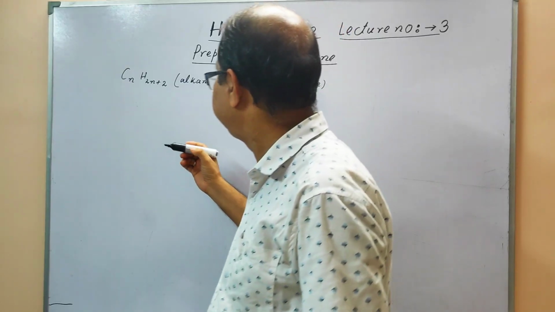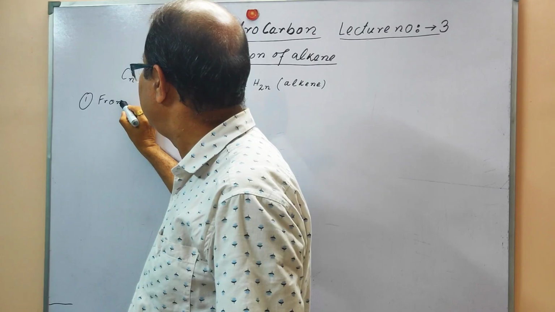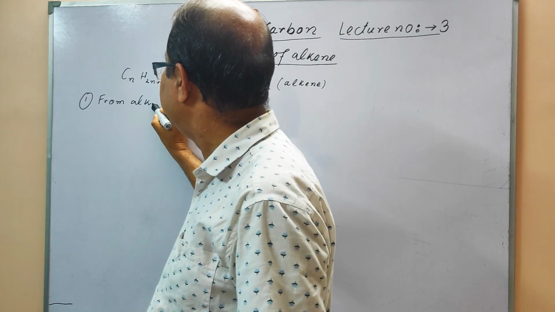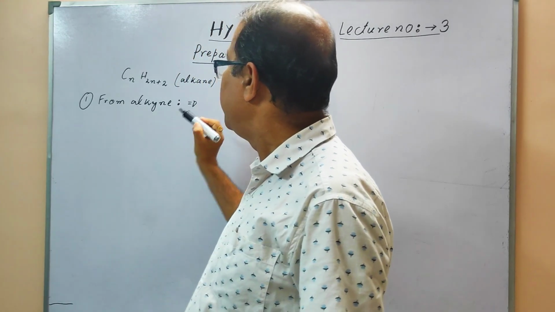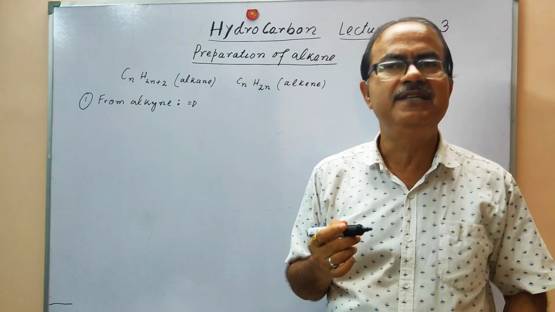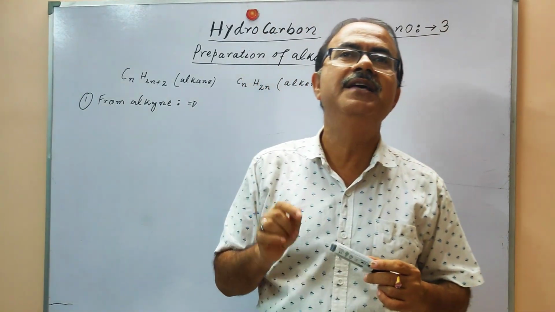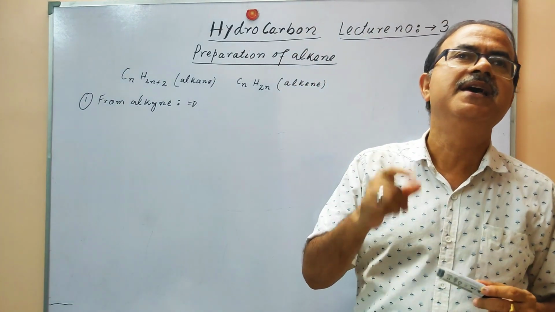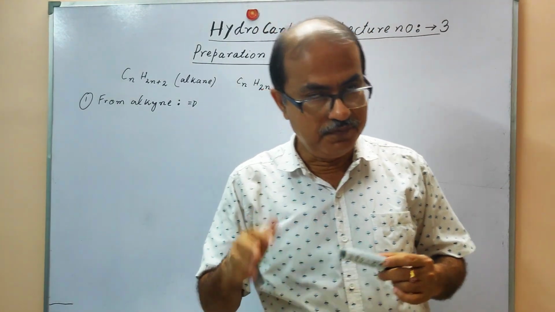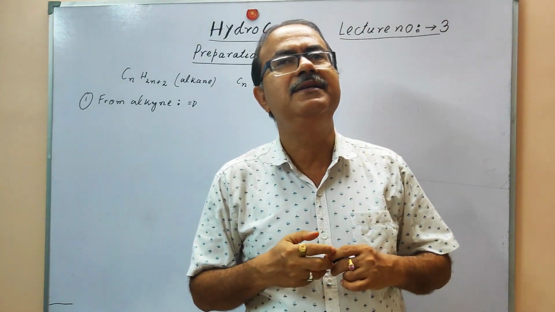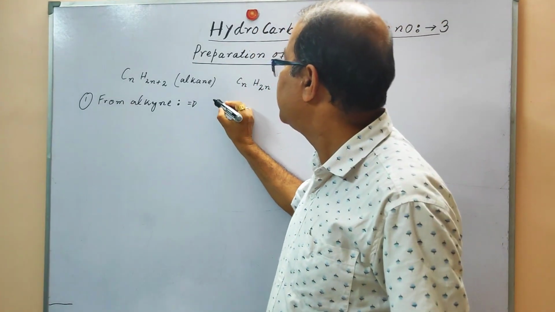First, from alkyne. Again, what is an alkyne? An alkyne is basically a hydrocarbon where a carbon-carbon triple bond is present. In the alkene, there is a carbon-carbon double bond. In the alkane, there is a carbon-carbon single bond. So from the alkyne, how do we prepare this alkene? That is formed by partial reduction.